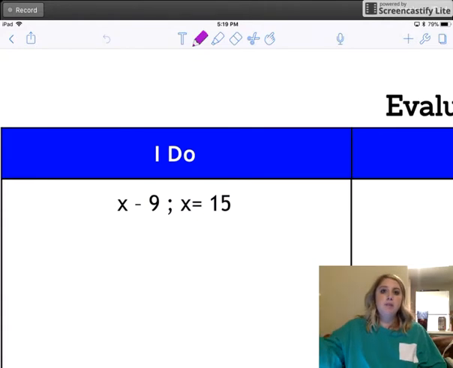So it's going to be an I do, we do, you do. I do the first one. We will do the second one. I'll have you pause it, and then I'll walk you through it. And then the you do part is going to be you trying it, and then you'll raise your hand to get a stamp from me. Okay, so let's start with the first one.